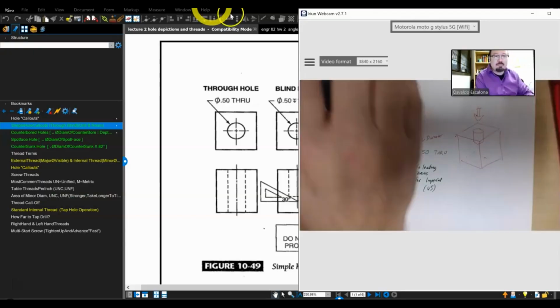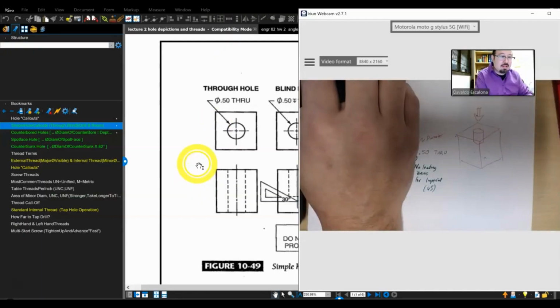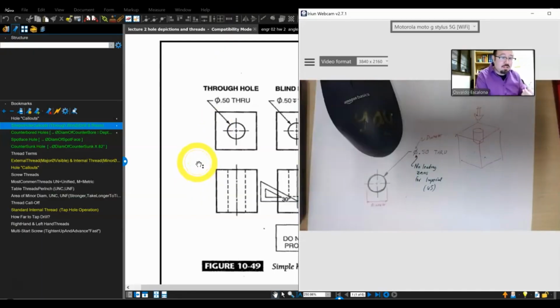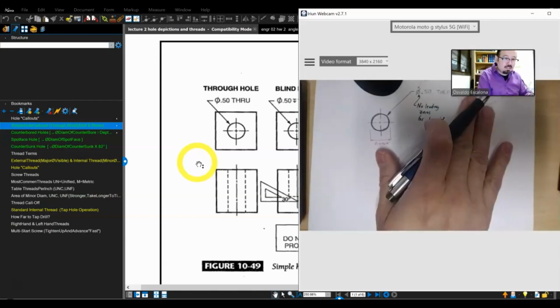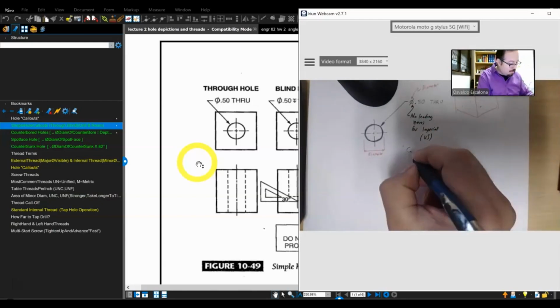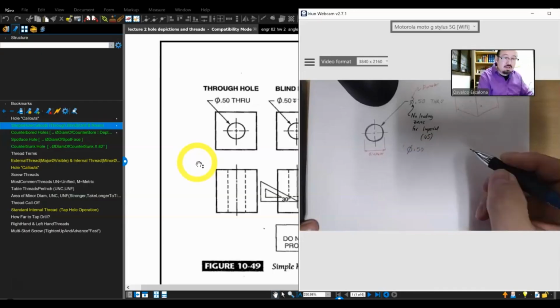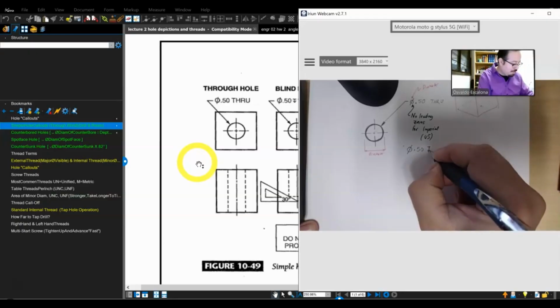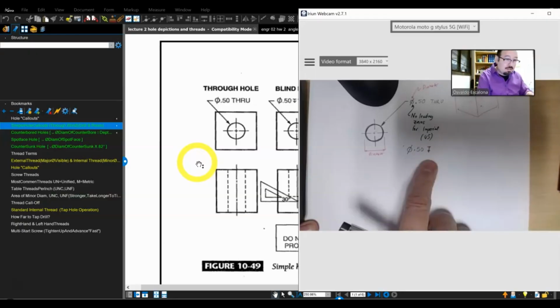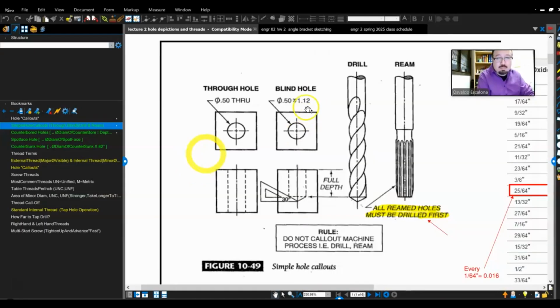Okay. So if you have a blind hole, that means you need to actually tell it how much depth it has. And when you tell it how much depth it has, instead of calling it through, you will call that the diameter. You will call it a half. And then you will give it this symbol. This symbol means it doesn't go all the way through, it actually has a certain depth. And then you tell it the depth. The depth, in this case, is 1 1/8. And that will be the effective depth.